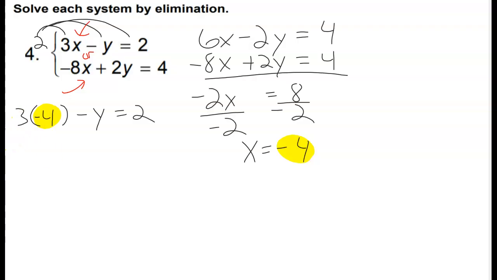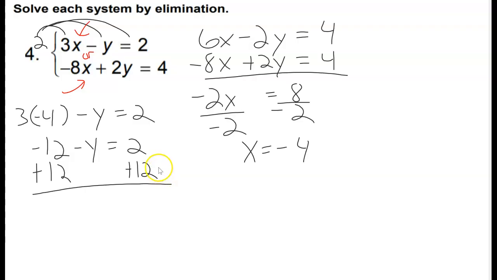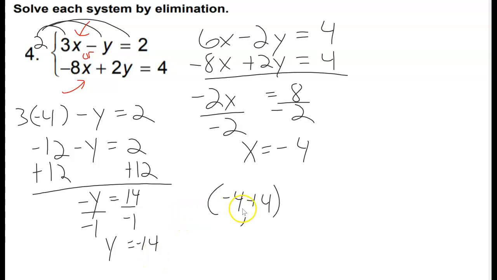Positive times a negative is a negative. 3 times 4 is 12, negative 12. We'll do the opposite of minus 12 and add 12 on both sides. We got 2 plus 12, which is 14. Divide by negative 1. Positive divided by negative is negative, so 14 divided by 1 is negative 14. So our point is negative 4, negative 14. So that is solving a system by elimination.